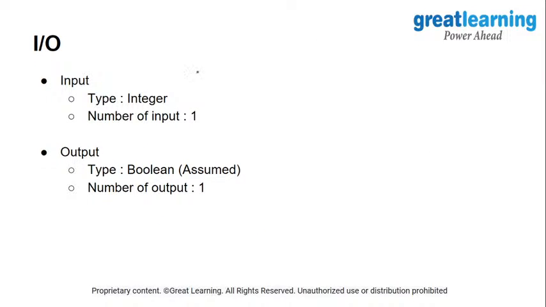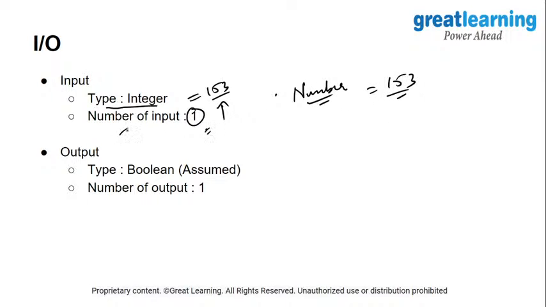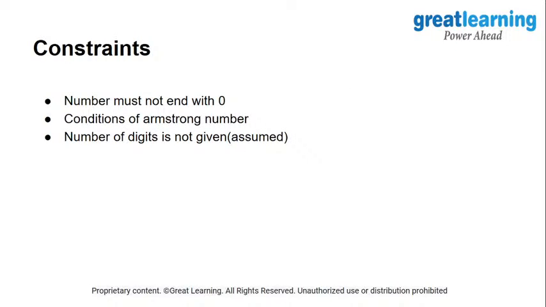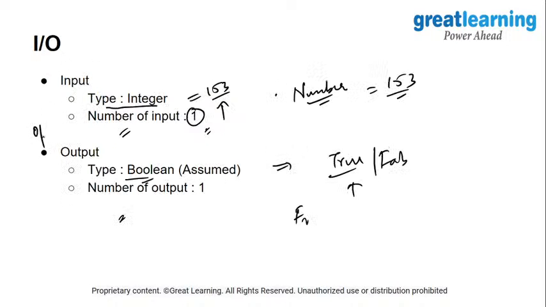Now what is the input? Its input is simple. You have been given an integer number, 153, and the number of inputs was only one. Only one number was given to you. So this is 153, which is an integer, and the number of inputs is 1. So what is the output? The output is assumed to be Boolean, either true or false. Again, only one output has to be returned, either a true or a false. So this was the input and this is our output.